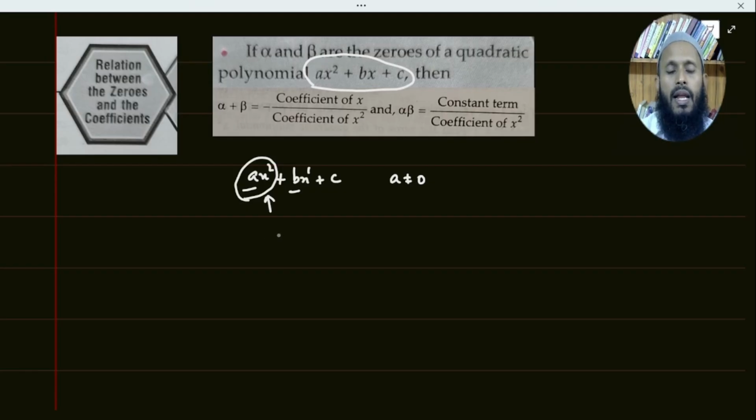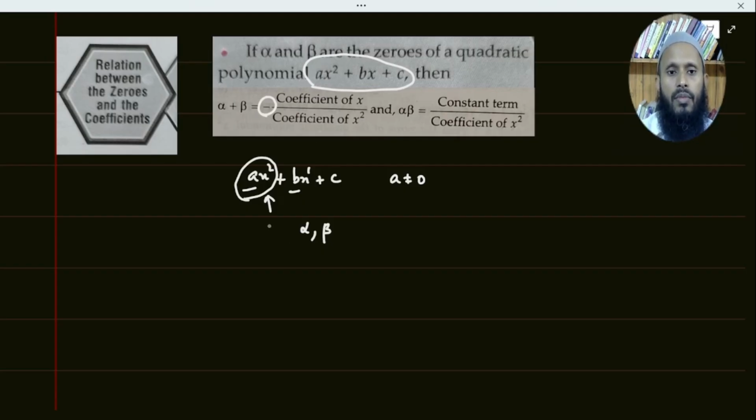Now, a quadratic polynomial can have a maximum of 2 zeros. Usually, those zeros are represented by letters alpha and beta. Now, sum of zeros, that means alpha plus beta, can be written as minus of, don't forget this minus, negative, coefficient of x by coefficient of x square.